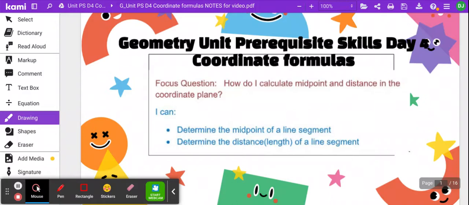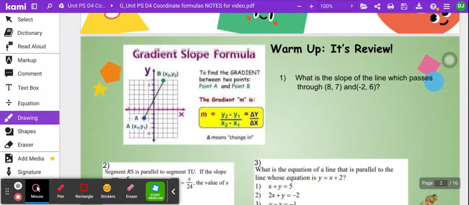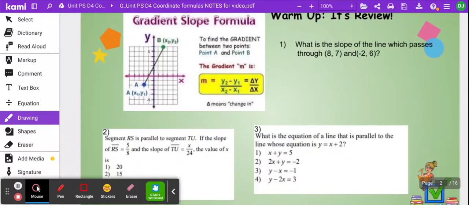But since your quiz is next class, I want you to practice. So take a look at the warm-up. There we have 3 questions. A little slope review as well. I want you to pause the video and try these, and then we'll go over them.